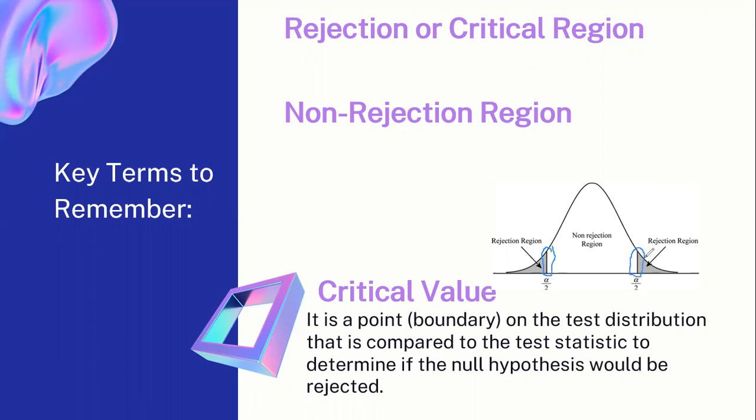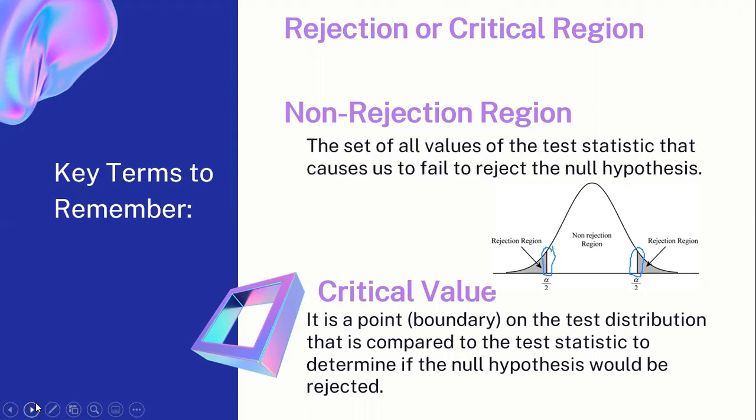If it is a two-tailed test, then this will be the graph of a two-tailed test. For the two tails of the curve, you will have the rejection region. It's very clear that the bigger part is for the non-rejection region. When we say non-rejection region, that is the set of all values of the test statistic that causes us to fail to reject the null hypothesis.